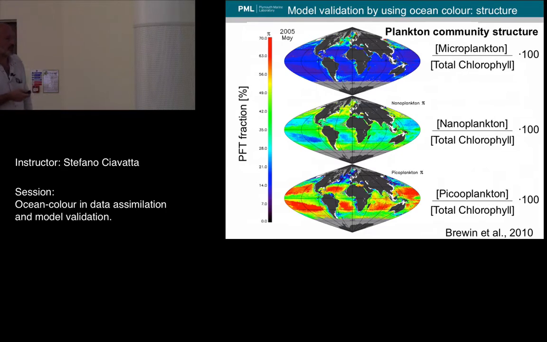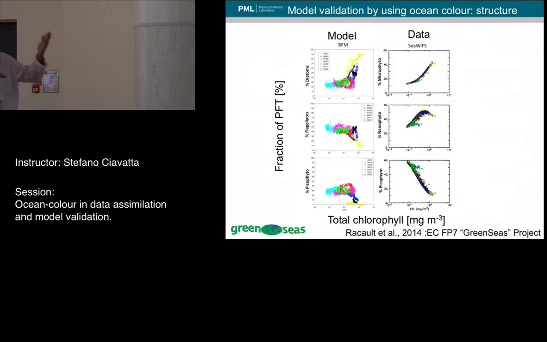Everybody accepts, for example, that picoplankton is dominant in the gyres, that you can have diatoms more in the north waters, in the north oceans. So, some general properties that everyone would say, yes, we know that. So, can a model reproduce these properties that from observation are so obvious?